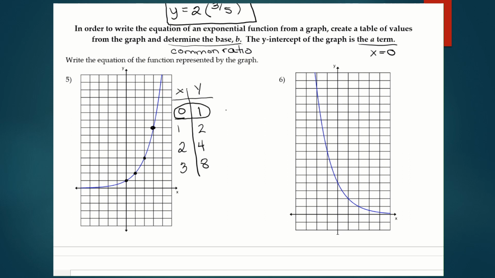So first thing I see, here's my y-intercept. So that means my a value is 1. The next thing I need to figure out is the common ratio. So what are we multiplying each of our y values by to get from 1 to the next? Well, 1 to 2, I would multiply by 2. 2 times 2 gives me 4. 4 times 2 gives me 8. So my common ratio, notice how we're multiplying by 2 each time here. My common ratio, or my b value, is 2. So knowing a and b, I can go ahead and actually write my equation. So it might actually look a little nicer. Let me just move this a little bit here.